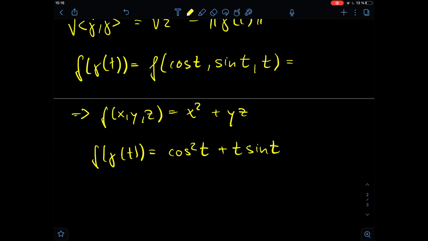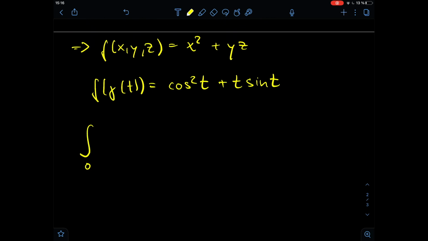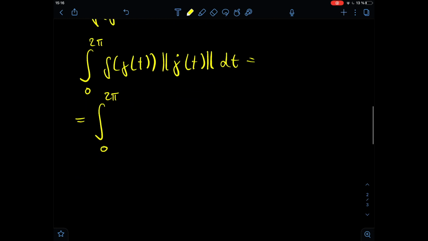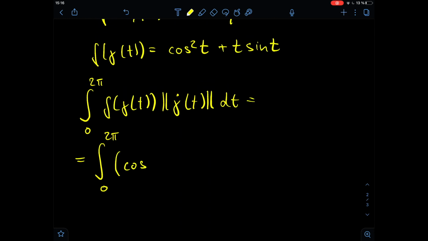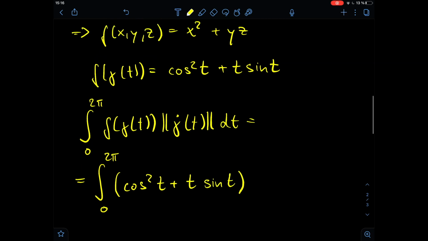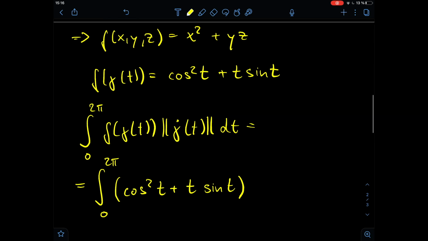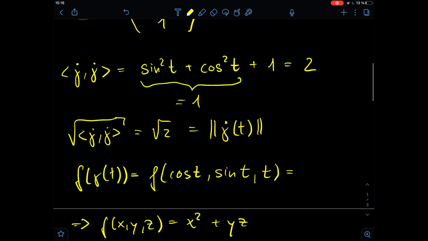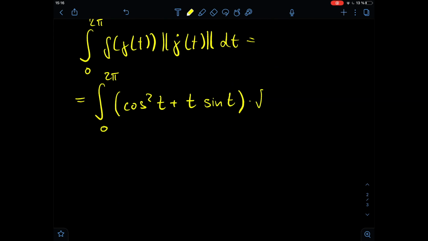Our scalar function f of x, y, z is x squared plus yz. Since x corresponds to cosine of t, we get that f of gamma of t is cosine squared of t, plus, since y corresponds to sine of t and z corresponds to t, t times sine of t. So now our whole integral becomes the integral from 0 to 2 pi of f of gamma of t times the norm of the derivative of our curve dt. So we have the integral from 0 to 2 pi of cosine squared of t plus t times sine of t, times the norm of the derivative of our curve, which was the square root of 2, as we can see here. So we just write times square root of 2 times dt.